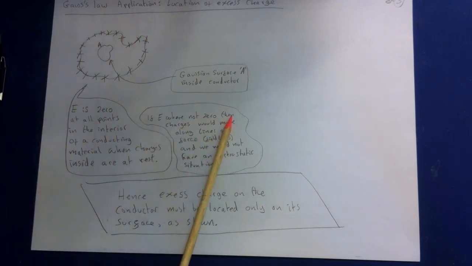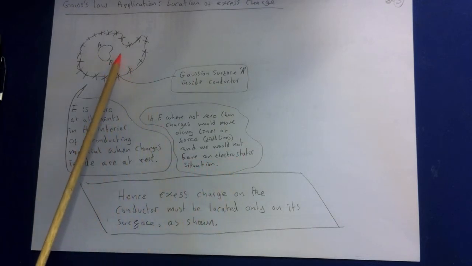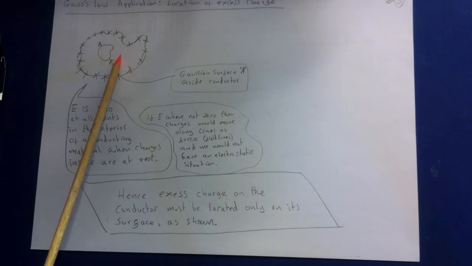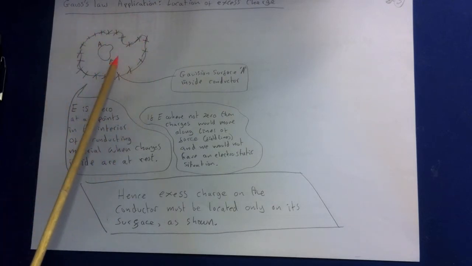If E were not zero, then charges would move along lines of force, field lines, and we would not have an electrostatic situation. So yeah, if you did drill a hole in there and place some charge in there, there'd be some movement, because obviously there'd be a difference between the charge in the inside of that hole and the charges that are accumulated on the surface of the conductor.